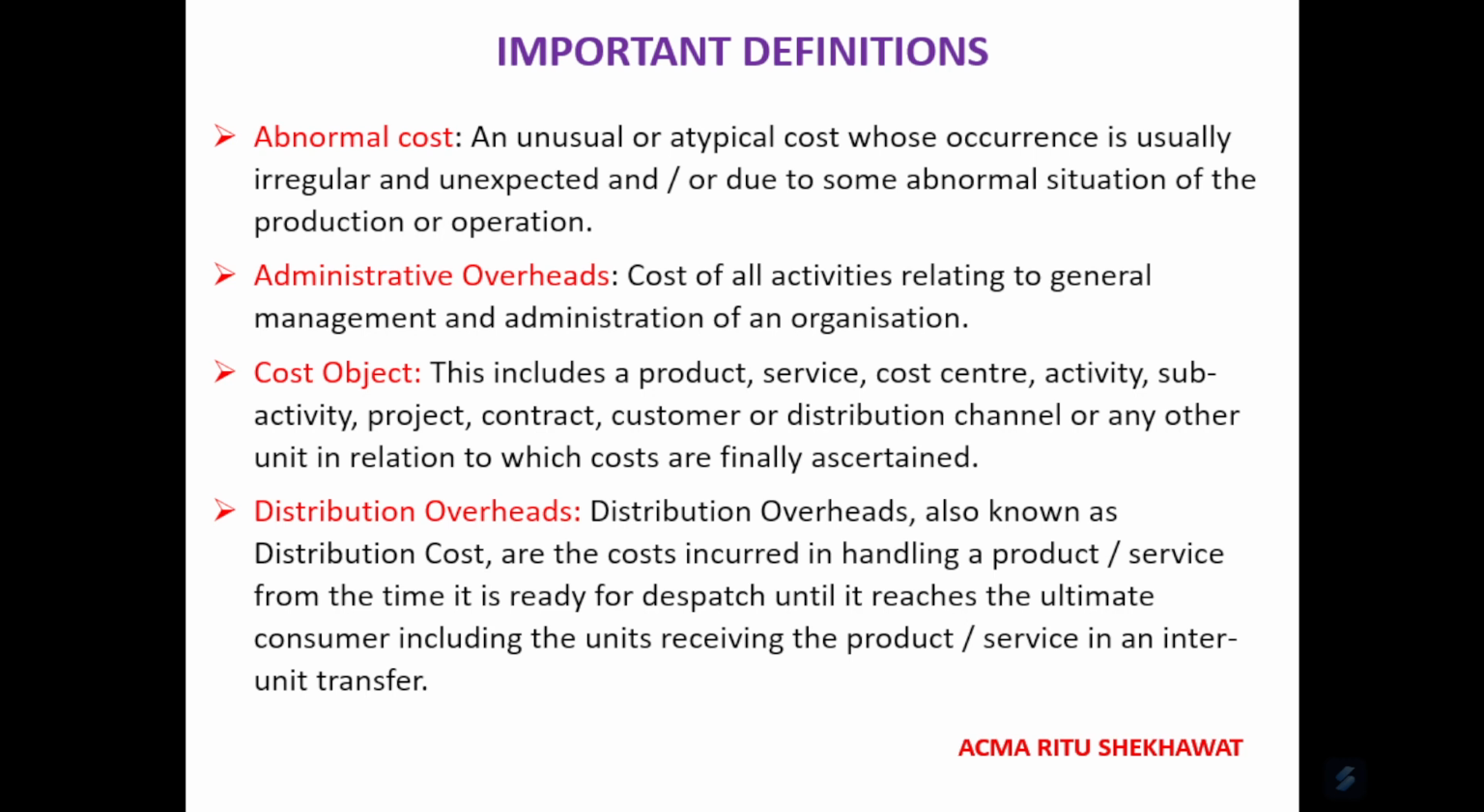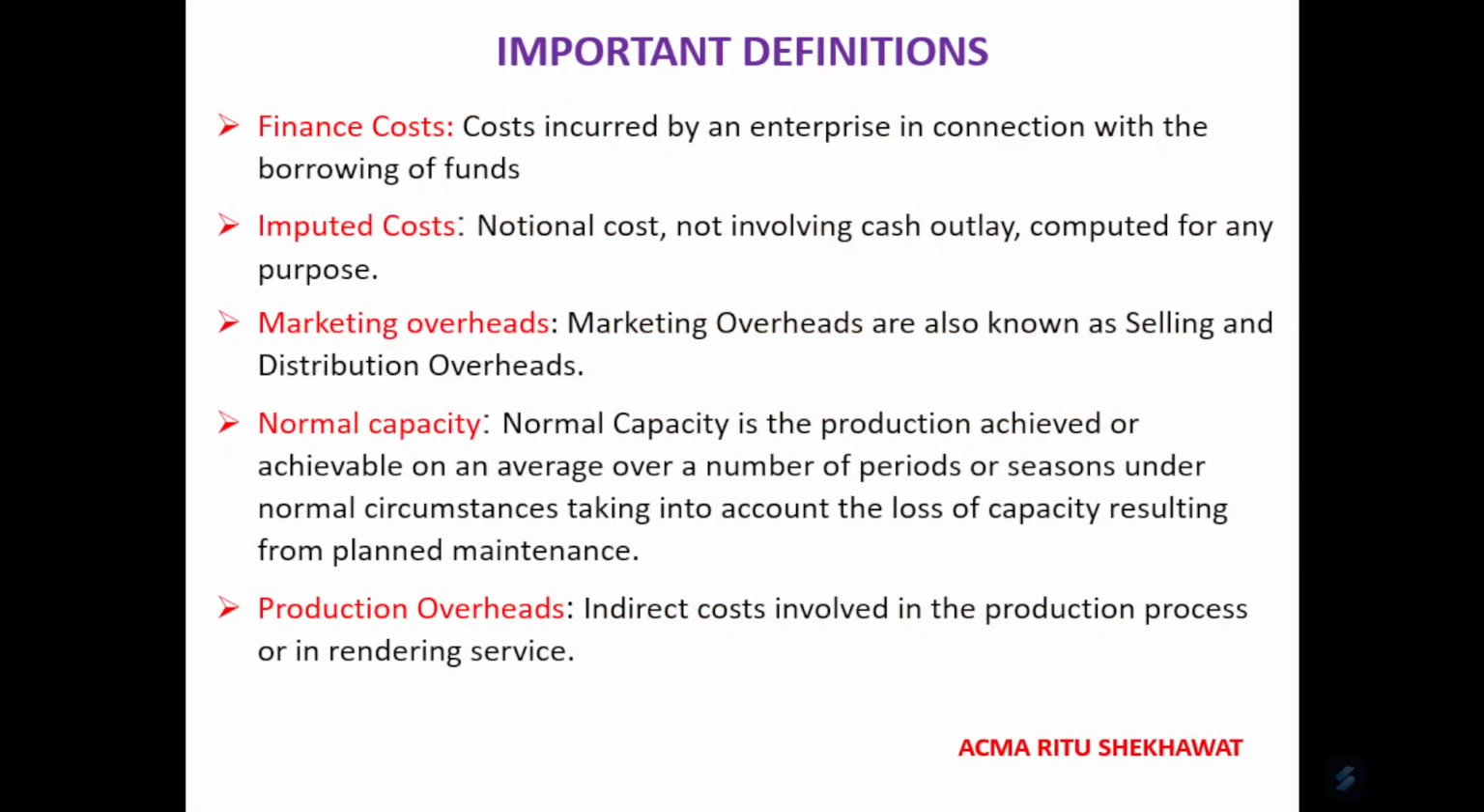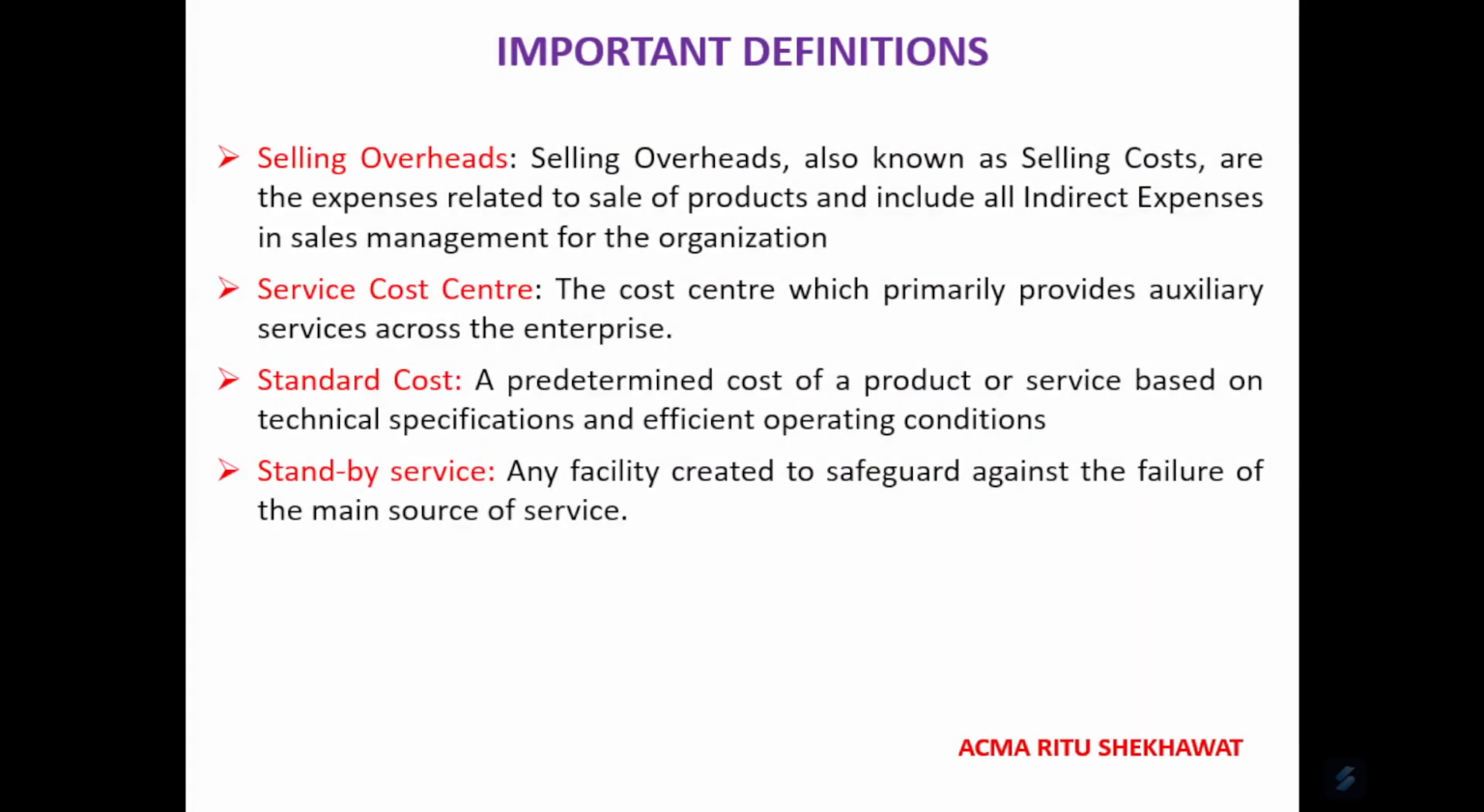Distribution overheads are what? Distribution cost, you can say, like if you are transferring a product from one company to another, the traveling cost in simple words. You are shifting the product from one company to another, from one unit to another, inter-unit, intra-unit, or to an ultimate consumer. While moving the product from one unit to another, the transportation cost and all the costs incurred at that time are called distribution overhead. Finance cost, imputed cost, marketing cost, and normal capacity of production overheads we have already studied earlier.